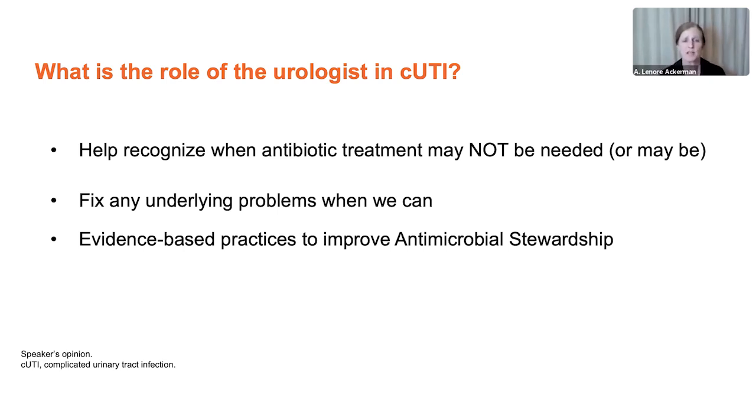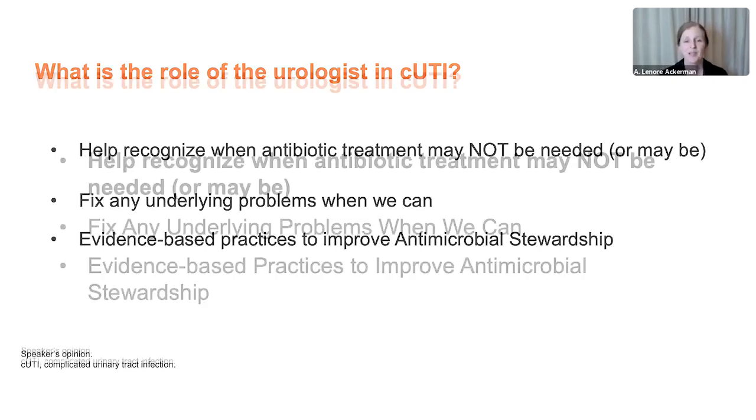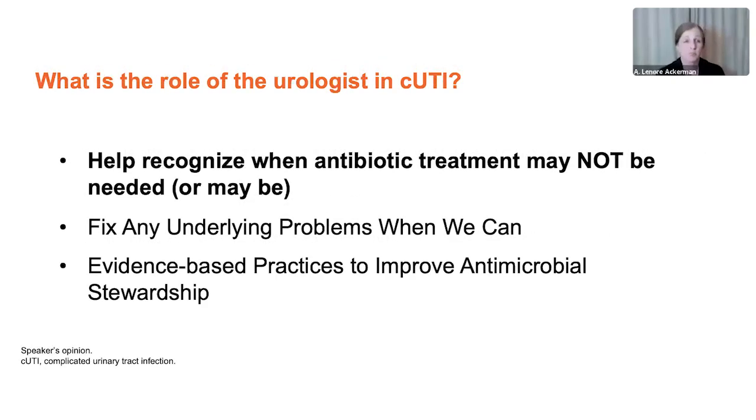So I sort of put this into three categories. The first is to recognize when antibiotic treatment may not be needed, and I think that's really important. Two is to fix the underlying problems, all of those susceptibility factors that fall into the realm of urology that we can fix when we can do that. And then lastly, to support evidence-based practices for antimicrobial administration and improve antimicrobial stewardship. So we'll focus initially on, okay, when can we recognize when antibiotics may or may not be needed?